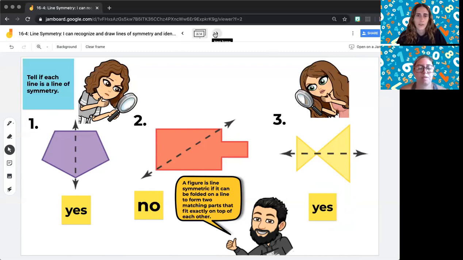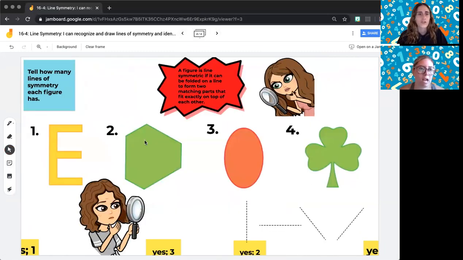Let's look at the next one. So we are being asked here to tell how many lines of symmetry each of the following figures has. Let's not forget a figure is line symmetric if it can be folded on a line to form two matching parts that fit exactly on top of each other. And remember, we have these 4 ways that we could fold. Up and down, left to right, or on either diagonal. So let's try up and down first.